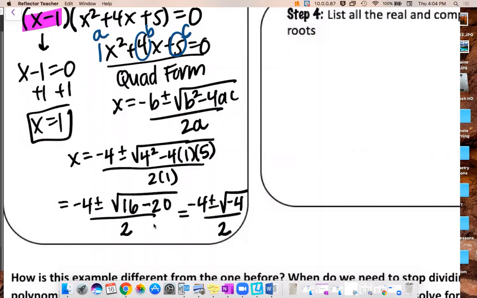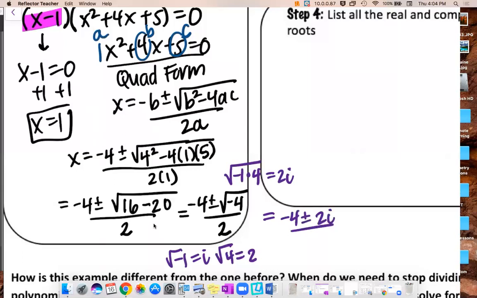Now we have to take this a little bit further. We do know that we can do the square root of negative 4, because it's the square root of negative 1 times 4. And the square root of negative 1 is i, and the square root of 4 is 2. So this just becomes 2i. So we can write this as negative 4 plus or minus 2i over 2, and then you're able to divide the 2 into both parts of your numerator. So negative 4 divided by 2 becomes negative 2, plus or minus, and then 2 divided by 2 becomes i. So these are going to be my last 2 solutions.